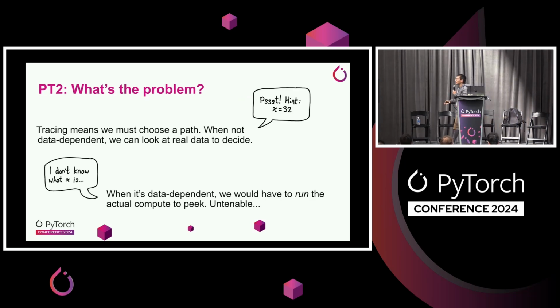So this talk is about data-dependent shapes in PT2, the new compiler stack that we've been working on in PyTorch. And so what's the problem with data-dependent shapes when you're working with the compiler? Well, remember, PyTorch 2 is a tracing compiler.